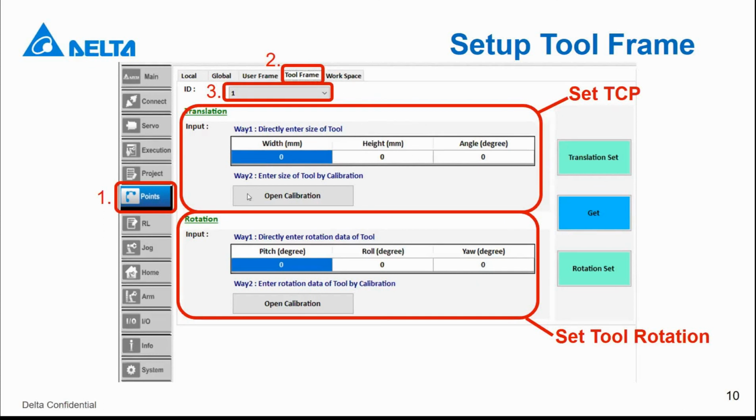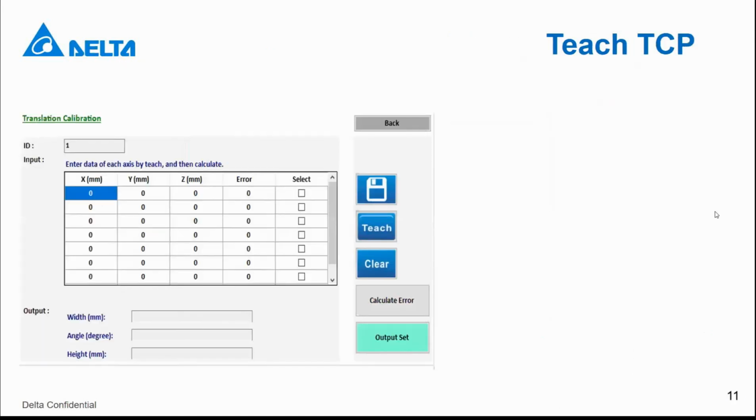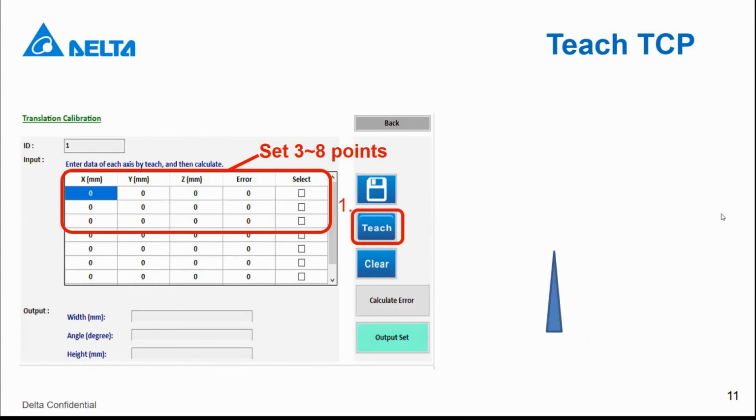But if you don't have them, we have the calibration tool that can help you calculate these 3 parameters. So how do you use the calibration to teach TCP?